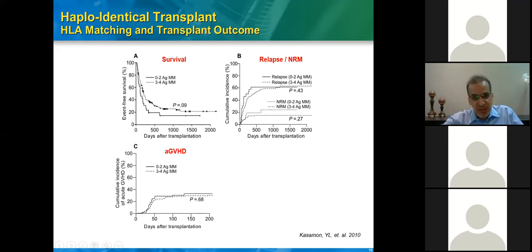in haplo transplantation. And this is also applicable to the acute GVHD, which means if you have just haplo match, that's good enough. You don't have to have more matching, or don't feel that the outcome will be less if it is more mismatching within haplo.